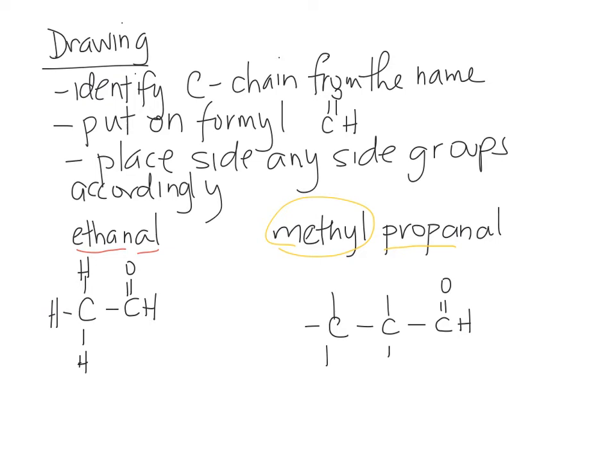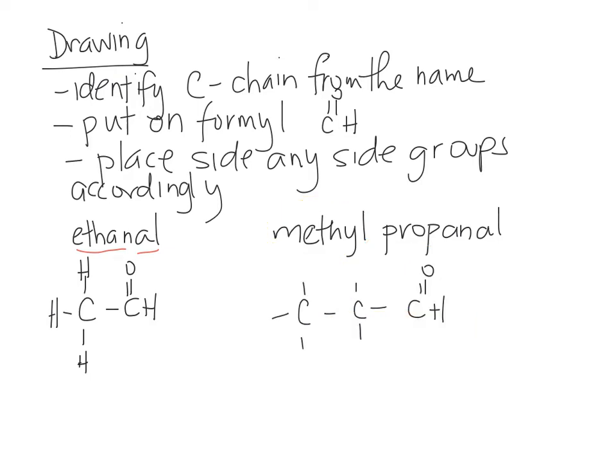If we had a methyl group on carbon number 1, that would make our longest carbon chain 4, which would make this butanal. So the methyl group goes on the second carbon, and the rest of the bonds are attached to hydrogen. So once you get to 4 carbons or higher, you have to indicate with a number where your side groups are.